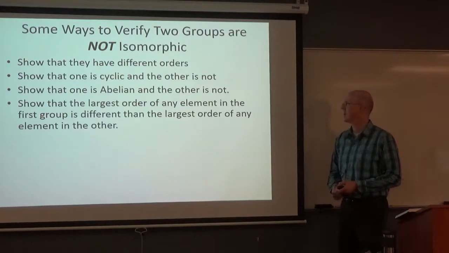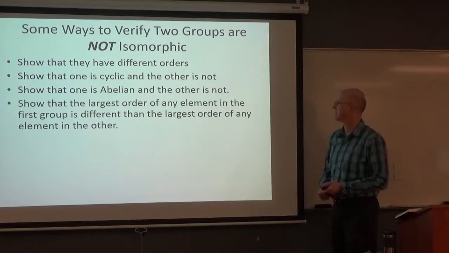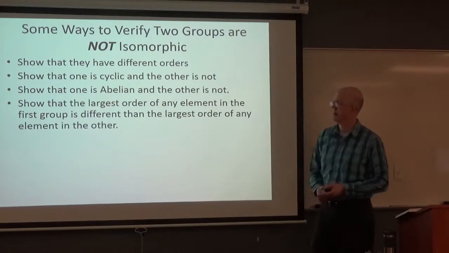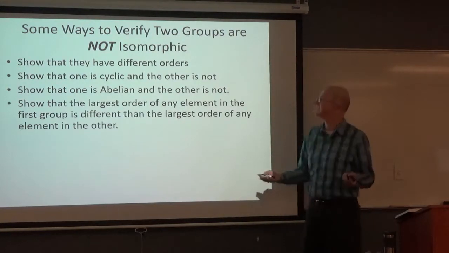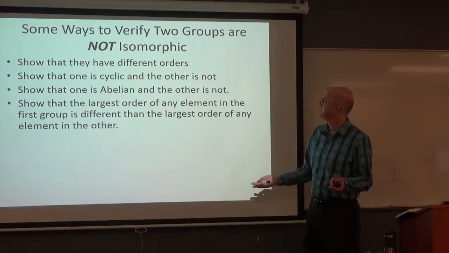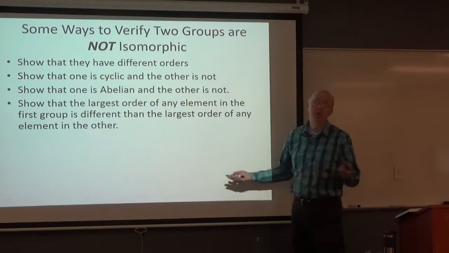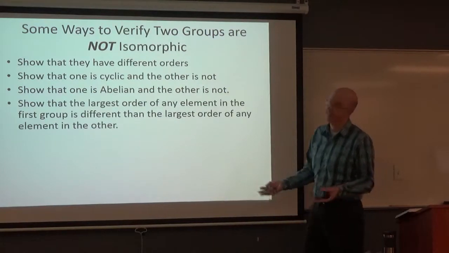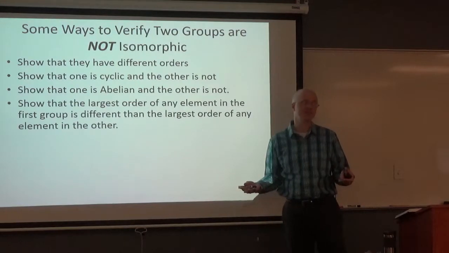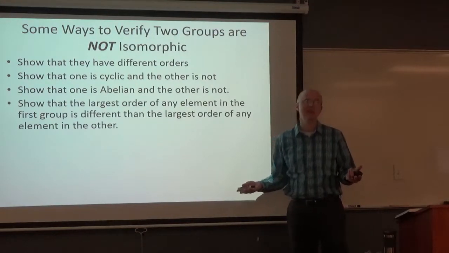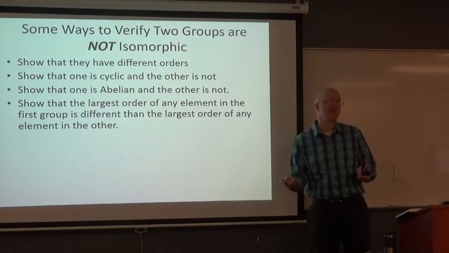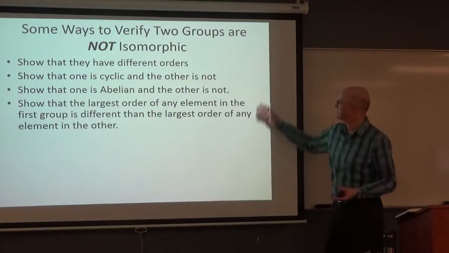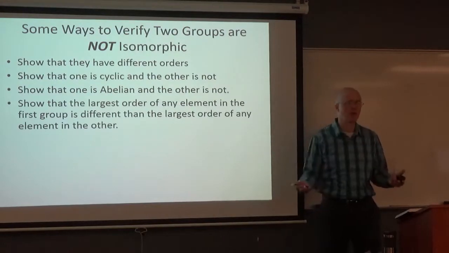Show that the largest order of any element in the first group is different than the largest order of any element in the other. Maybe the groups have the same orders. Maybe they're both not cyclic, say. And maybe they're both not Abelian, for example. But you still, based on these three bullets, don't know whether they're isomorphic or not.